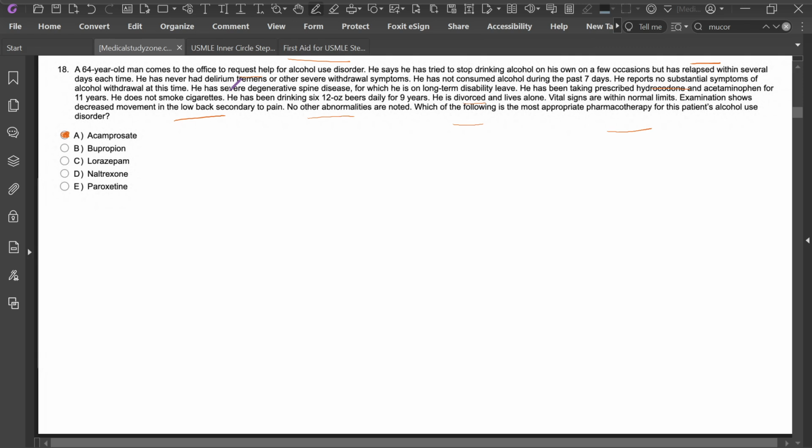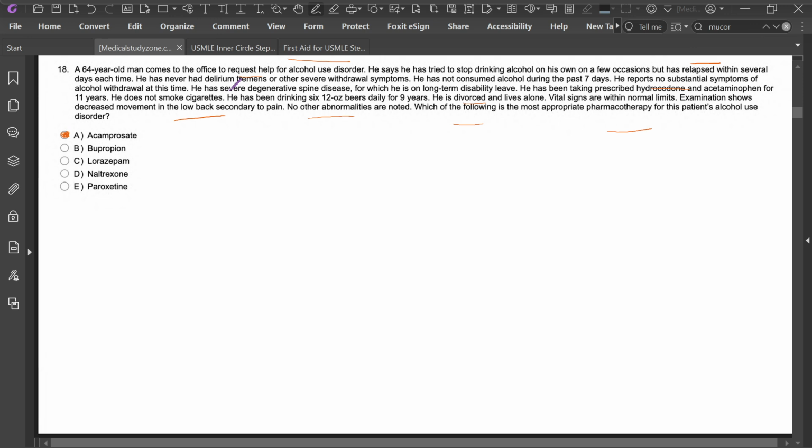Why not naltrexone? Naltrexone is a long-acting opioid receptor antagonist. It blocks the rewarding effects of drinking alcohol and thinking about alcohol, thereby preventing alcohol craving. However, this patient is taking hydrocodone, an opioid agonist.